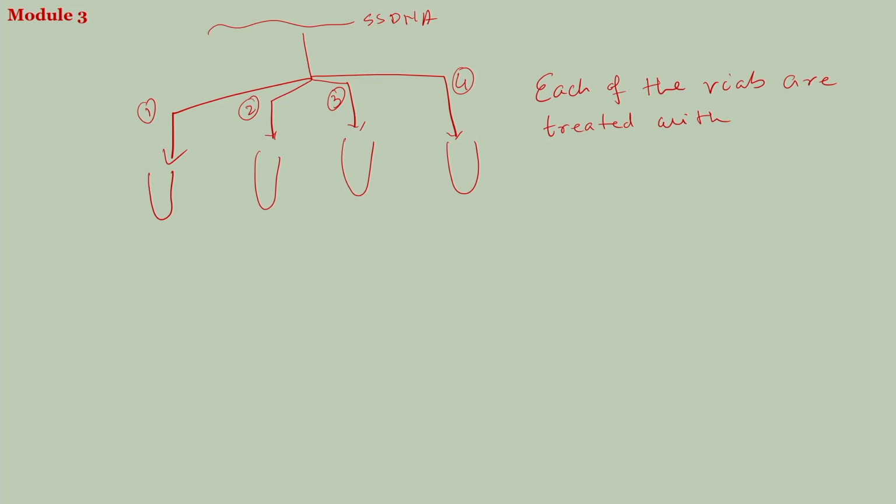Are treated with a different set of chemicals. So, let us take one vial at a time and we will see what are the chemical treatments that are done and what is the outcome of it. How does it cleave the DNA in a specific manner. So, vial 1. So, before that there is another step that we have to do to start the reactions. So, let us take a sequence.